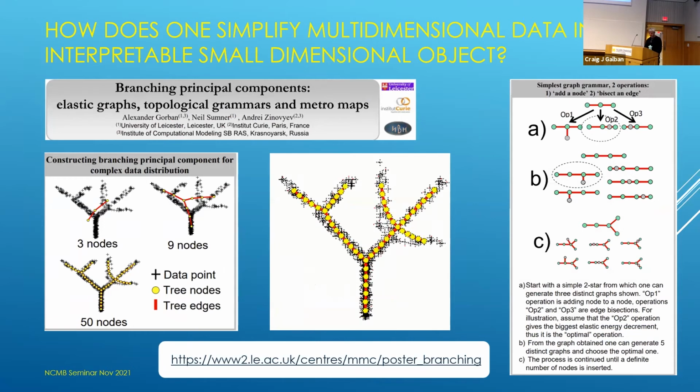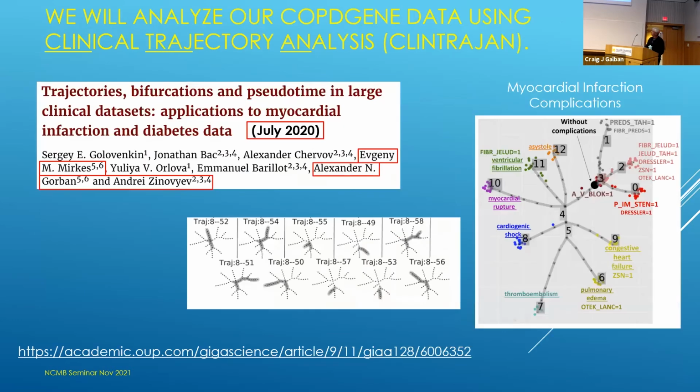So this is some of the work on branching principal components. Again, the idea here is you can have a complex, nonlinear data set, and you can represent it through this iterative process of identifying more and more local PCAs that best represent your data. So this is the strategy we're using. And back in July of 2020, our collaborators published this work and packaged it in a Python code called ClinTrajan, which is clinical trajectory analysis.